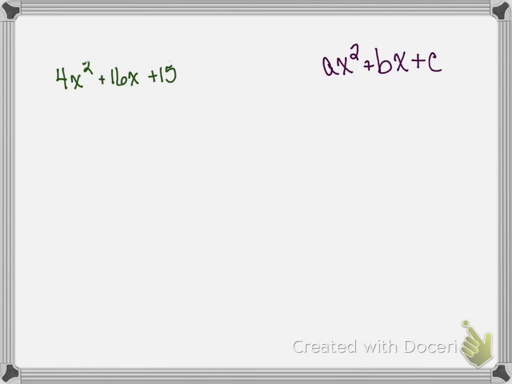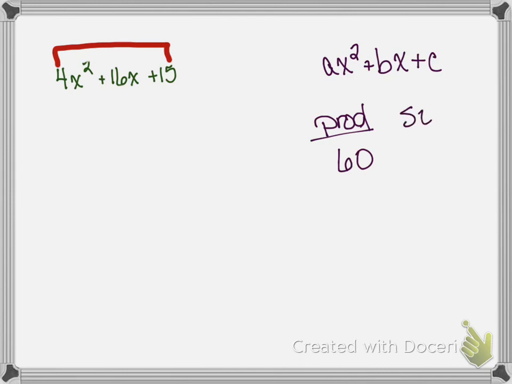So, the first thing that we are going to do with this method right here is we are going to take our A value and we are going to multiply it times our C value. Okay? This is the AC method. What is 4 times 15? 60. And that is my product. You have to multiply your A and your C together to get your product.